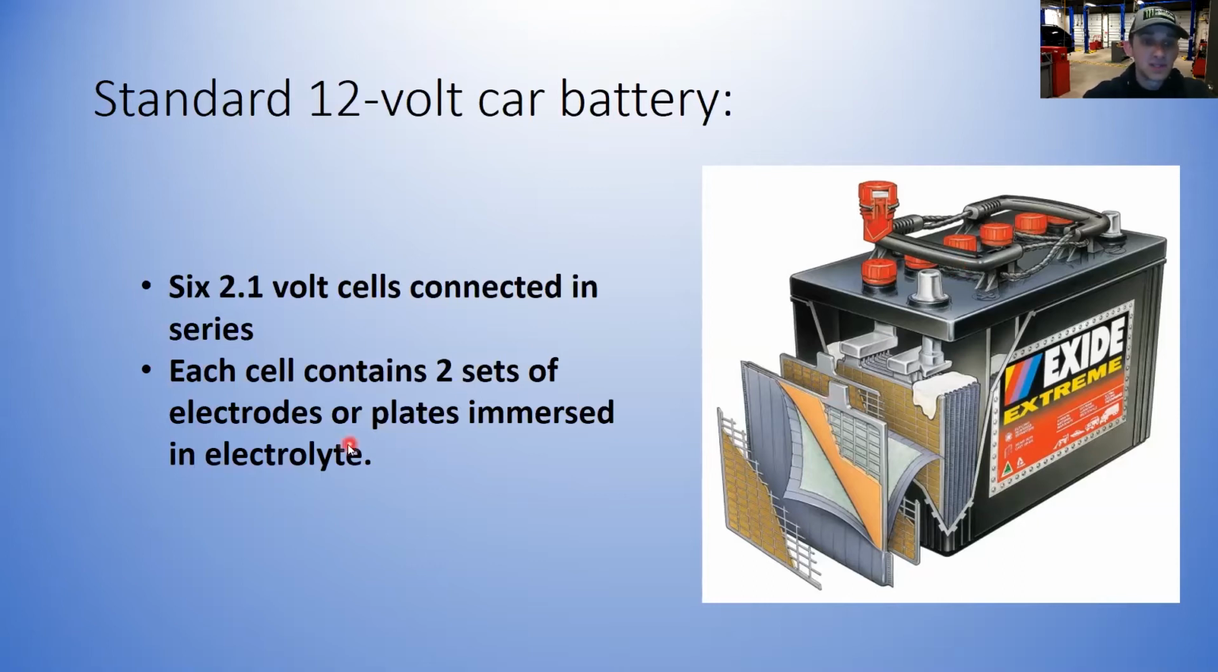All right. So, like I said, each cell contains 2 sets of electrodes or plates immersed in an electrolyte fluid. And here's a nice little breakaway of a battery you guys can see. So remember that 12.6 volts is a fully charged battery because each cell produces 2.1 volts, or has the capability of producing 2.1 volts, times 6 cells.